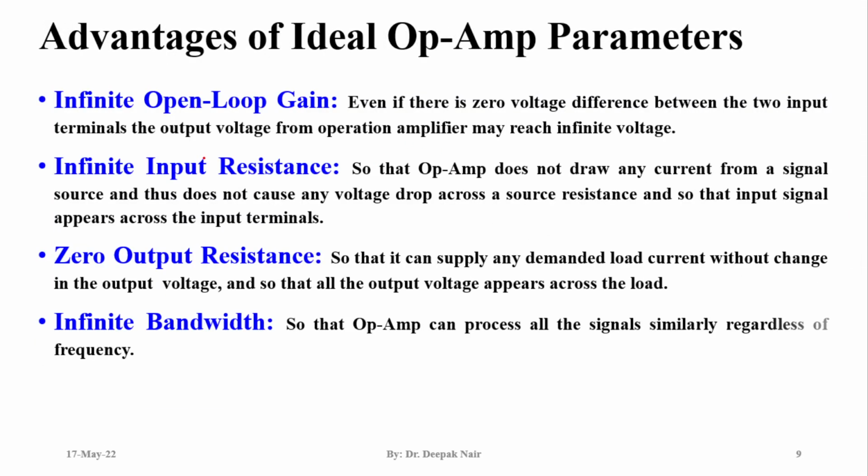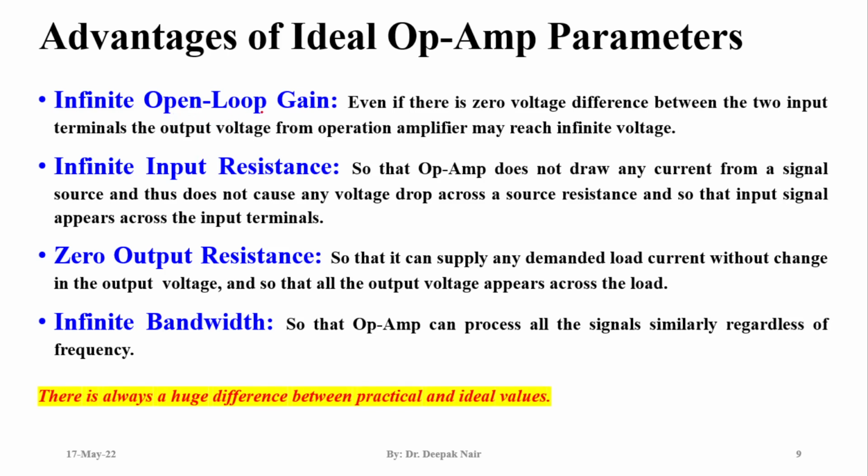So what are the advantages of an ideal op-amp? Like I said, it has infinite open loop gain. You can read these lines, but for your information, these lines do not make that big a statement. Remember: infinite open loop gain, infinite input resistance, 0 output resistance, and infinite bandwidth. Again, let me reiterate that these are ideal values, and there is a huge difference between the practical and ideal values for any operational amplifier.